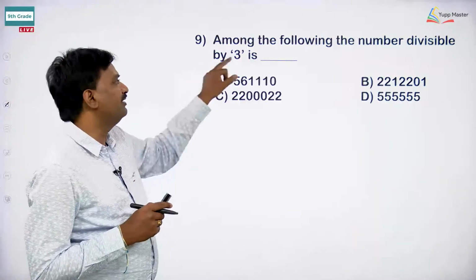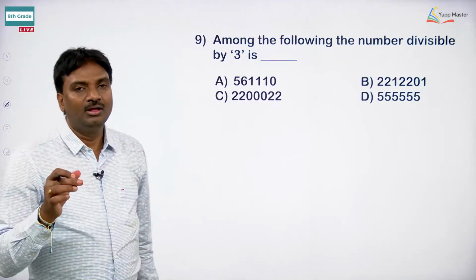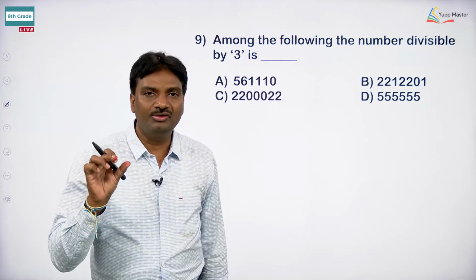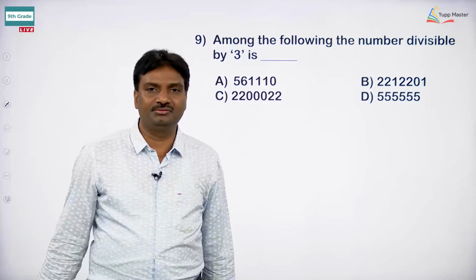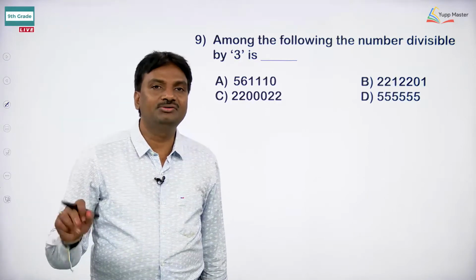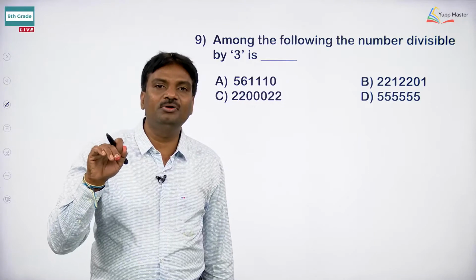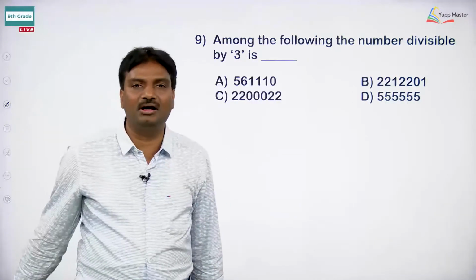Here the problem is given as: among the following, which number is divisible by 3? In every option we have to add all the digits of the number. If we get a sum that is divisible by 3, then we can take that as the correct option.